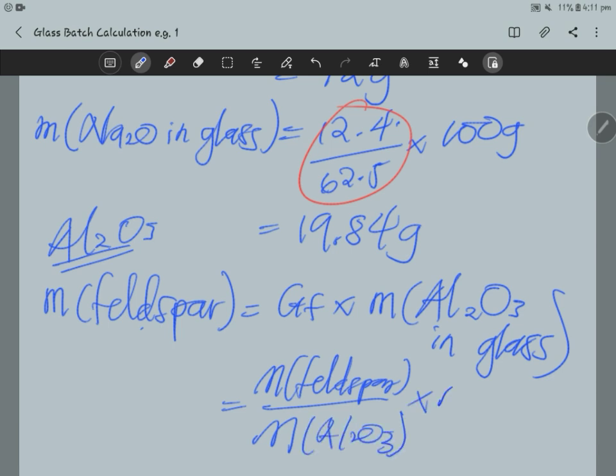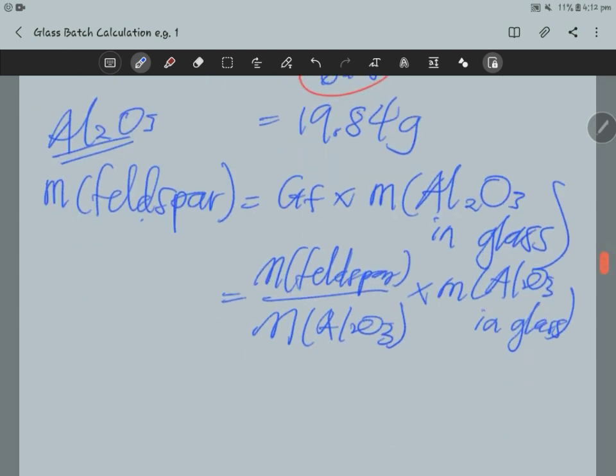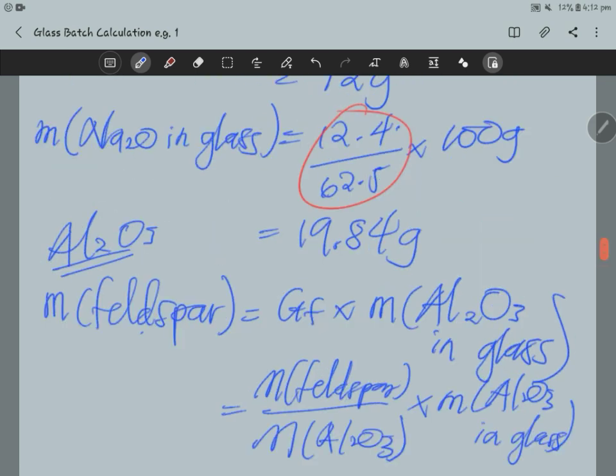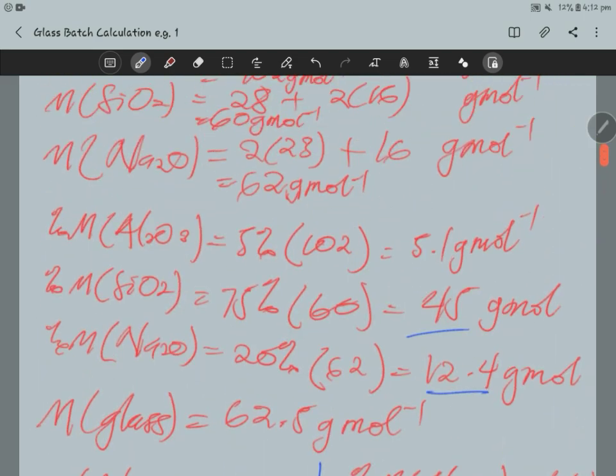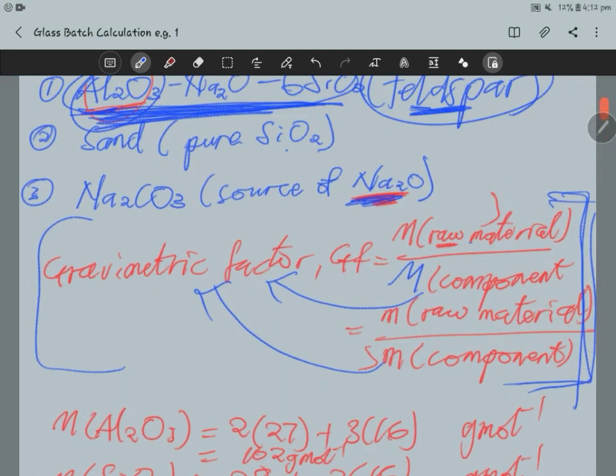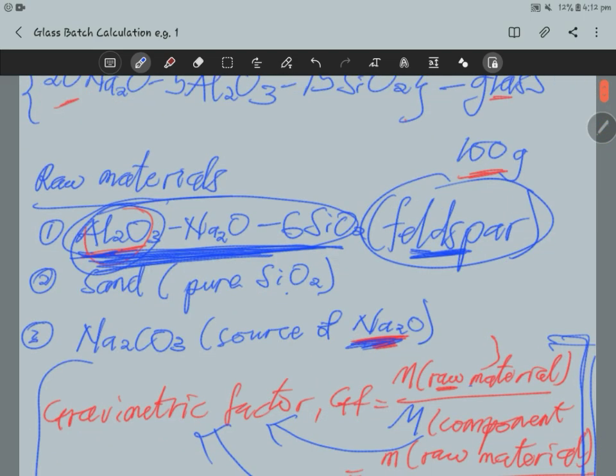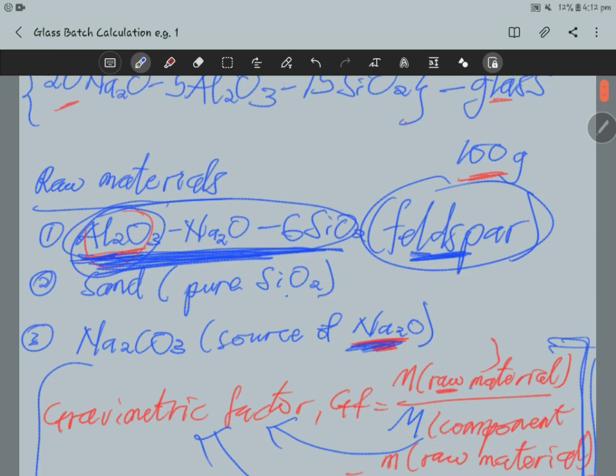Right, and then this is the mass of Al2O3 in glass, right? That's what we are doing here. So let's see. The molecular mass of the feldspar is about 5 to 4. You can add them. If you're trying to find the molecular mass of this feldspar here, you add the molecular mass of this, the molecular mass of this, and then when it comes to this one, 6.